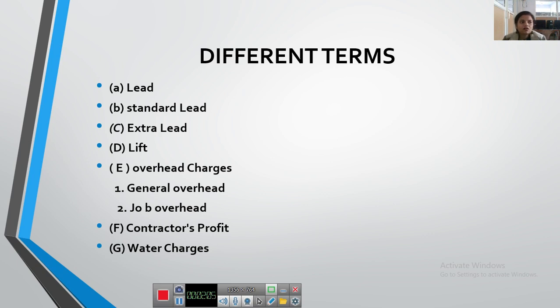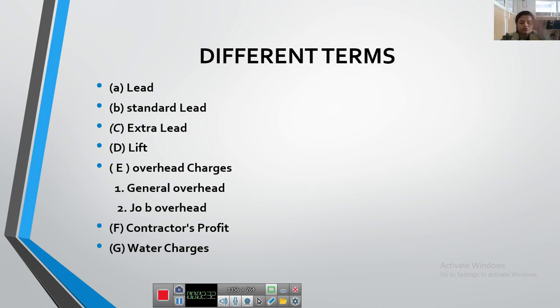Now the next concept is extra lead. If the excavated material is to be disposed at a place more than 30 meters away from the place of excavation, then handling charges are to be paid to the contractor. For every additional 30 meters of lead, the rates of excavation will be different. These leads are called extra lead.